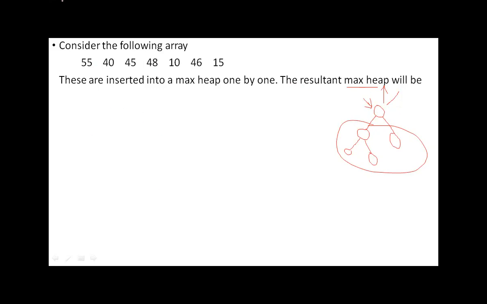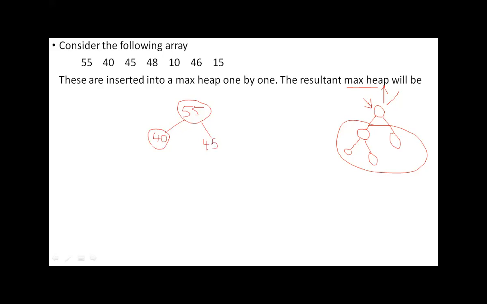Let us quickly see here. 55 I will take here. This is the first node, and I'm taking it as the root node. First you need to assign the left child. 40 I have assigned, which is less than the root, so no problem. Then next 45. 45 is also less, so I assign it as the right child here.